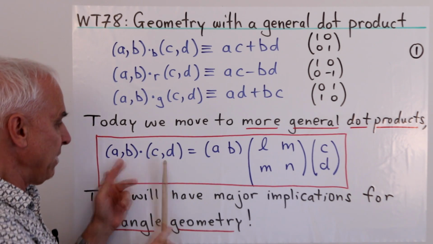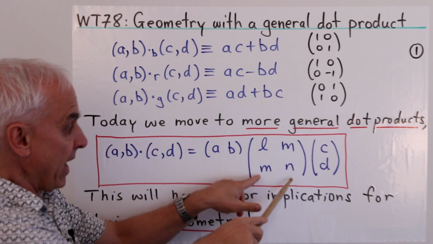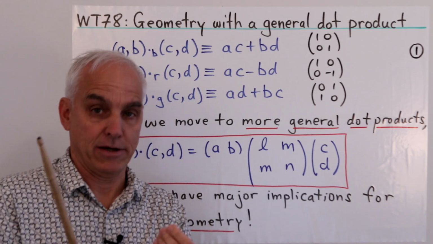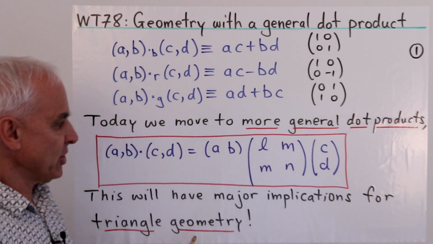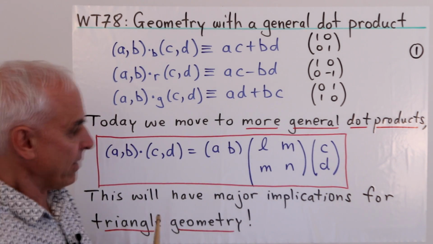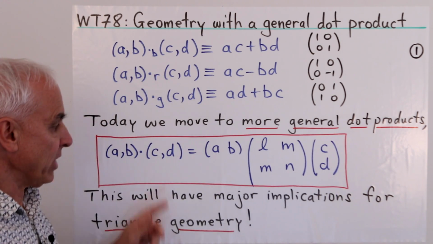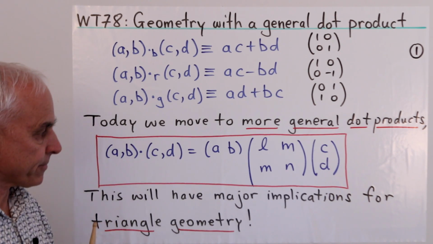Great, so now we want to look at a more general situation where we have the dot product of the vectors (A, B) and (C, D) given by this number here, determined by a symmetric 2 by 2 matrix of a rather general kind with entries L, M, M, and N. So we take this vector (A, B), we multiply by the 2 by 2 matrix, and then the column vector (C, D), and we get a number, and that's the dot product between these two vectors.